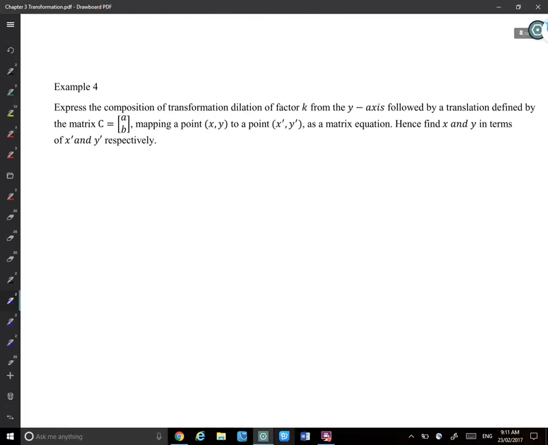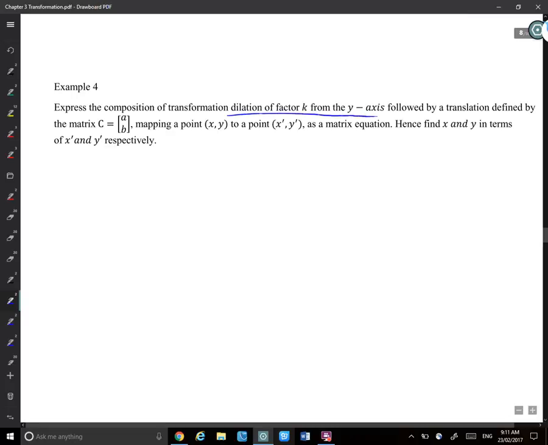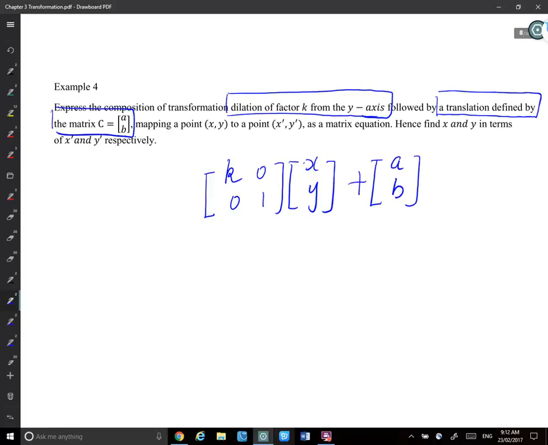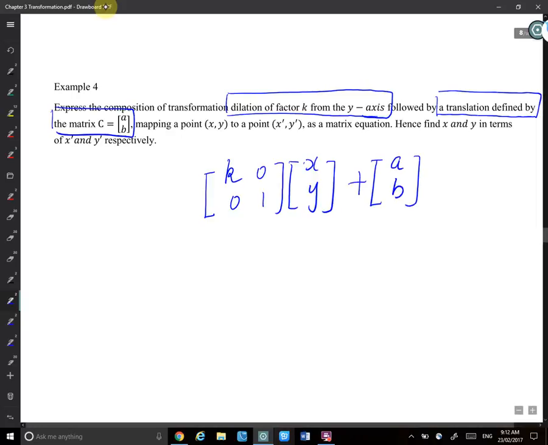Okay, example 4. Express the composite of transformation of a dilation of factor k from the y-axis. Let's do that one by one. A dilation of factor k from the y-axis is changing the x value, so k 0, 0, 1, followed by a translation defined by the matrix C equals A plus B. So you will multiply the old xy by that matrix, and then you will add the translation matrix (a, b), mapping a point xy to the point x dash and y dash.